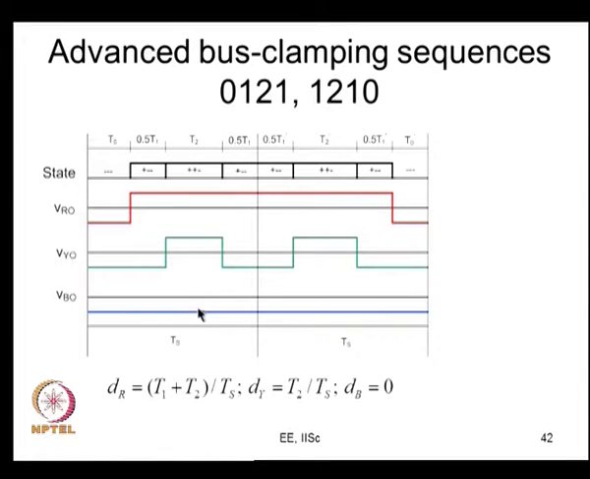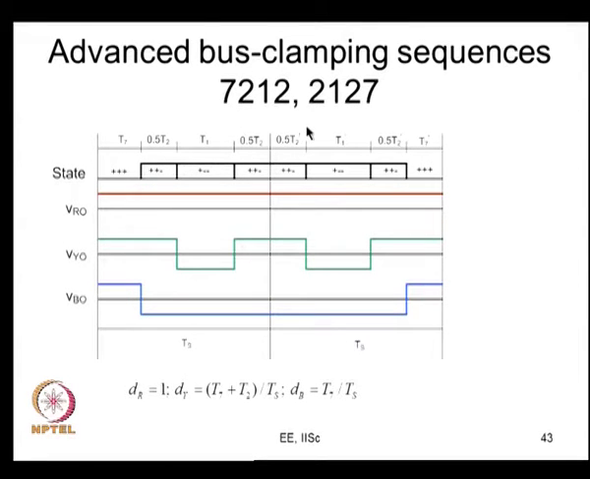It depends on whether EY is higher or EB is higher. In case EB is higher, you are avoiding that switching and you are switching EY once. If EB is greater than EY, this is advantageous. If EY is greater than EB, then this is disadvantageous, as simple as that. The same logic can be applied here for 7212. So, here what happens, R is clamped, but Y phase switches twice. If ER, that is the switching energy loss of R phase, is greater than the switching energy loss of Y phase.